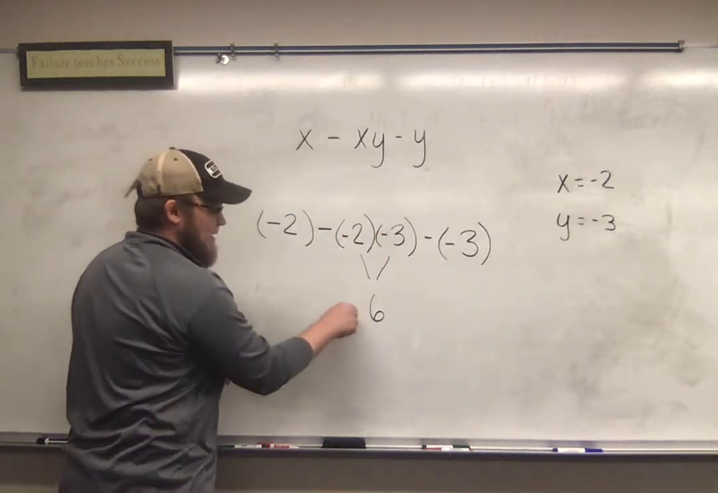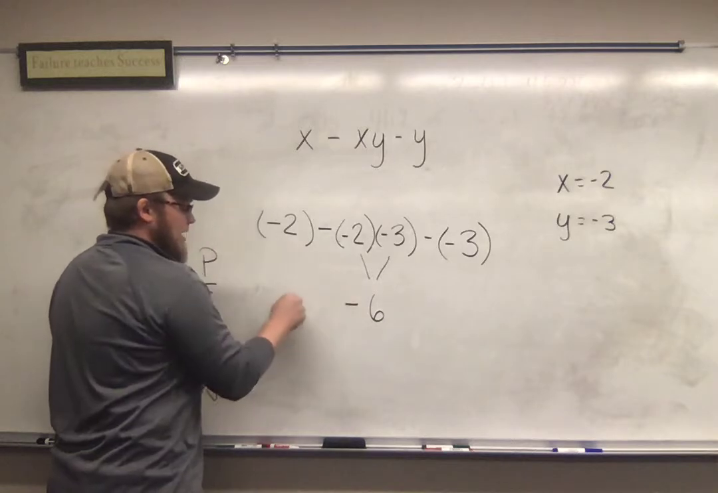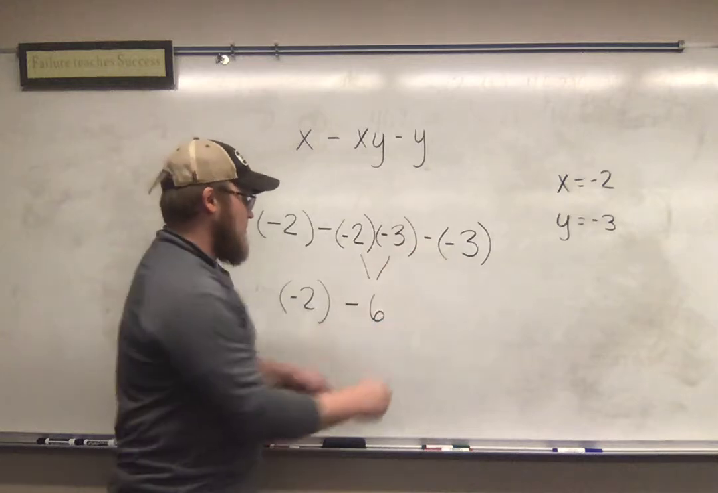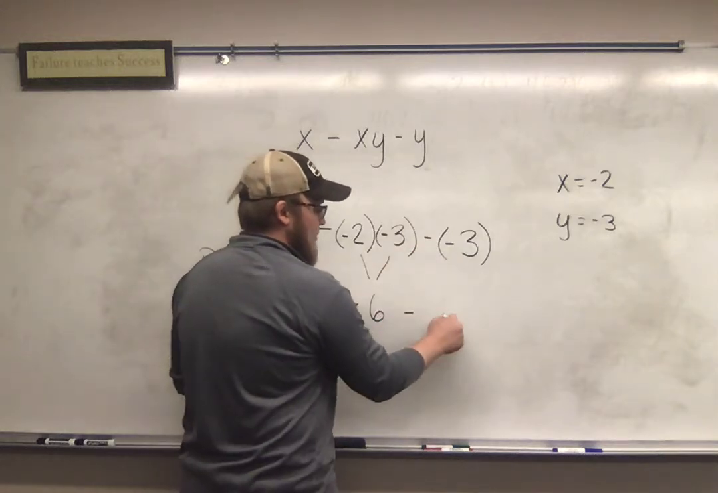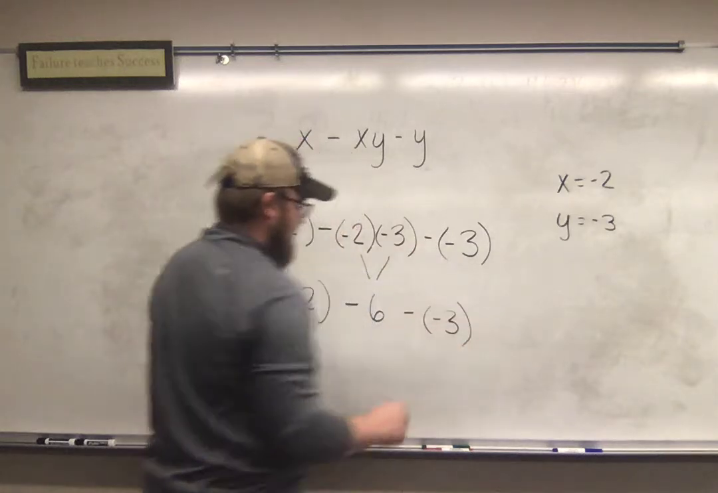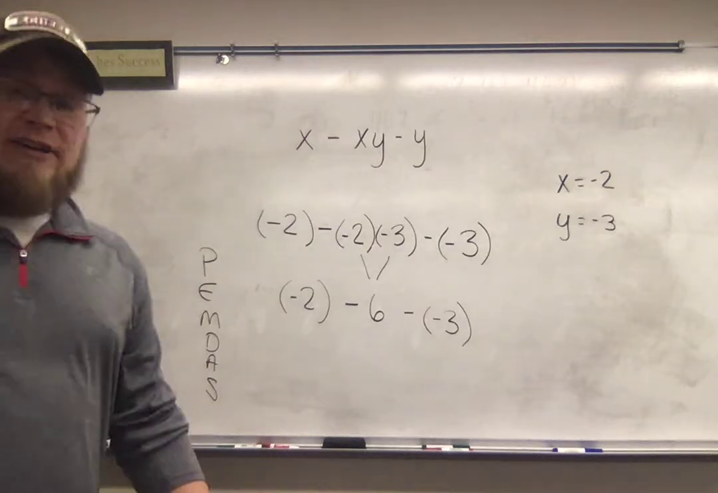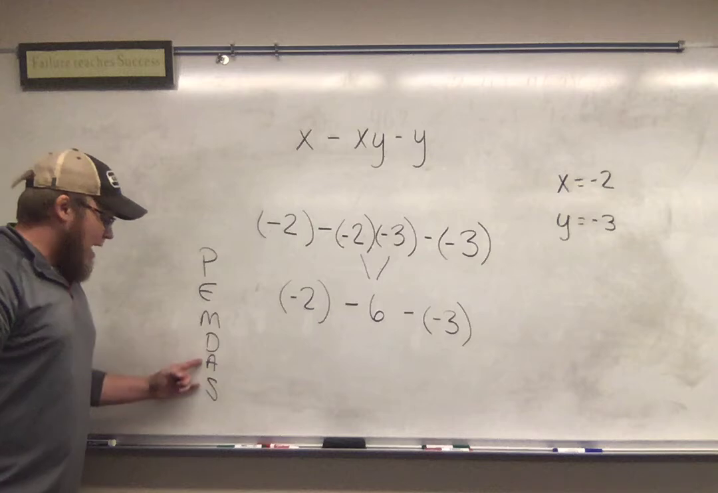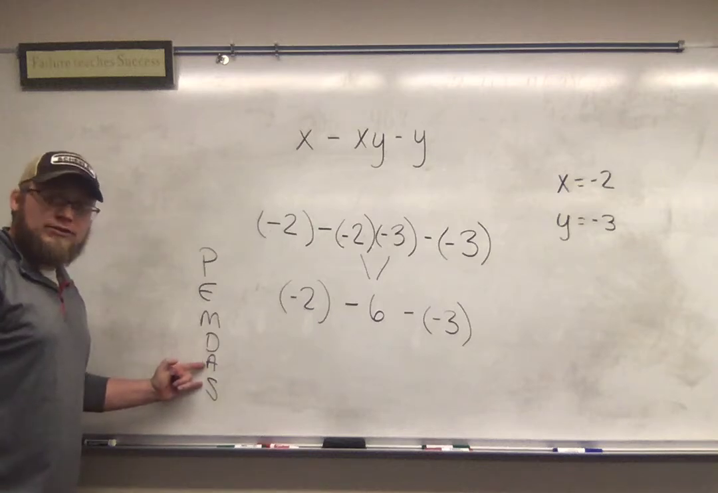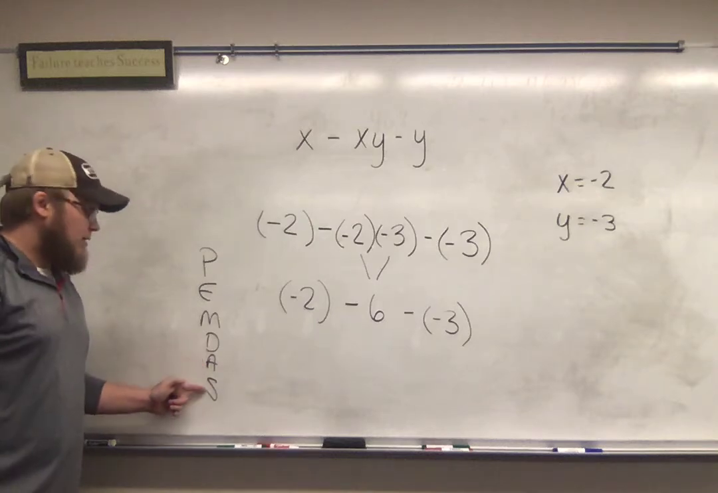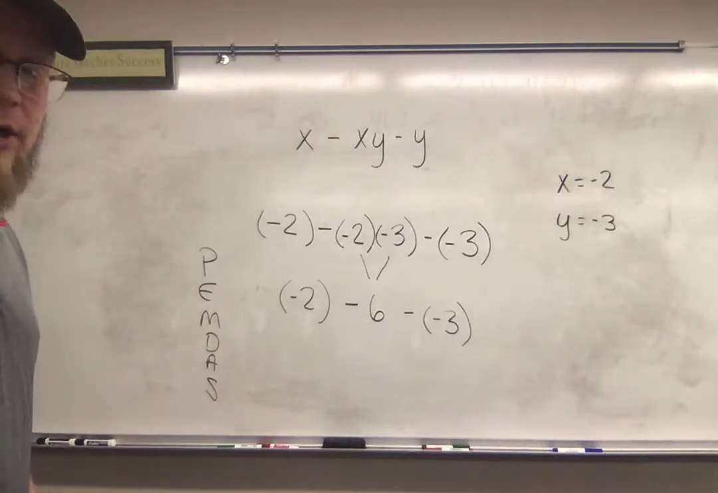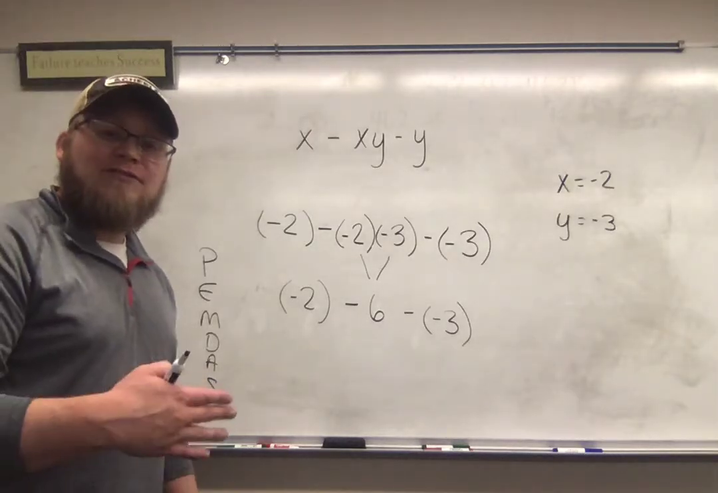So I'm going to write a minus sign, then -2 in parentheses, then my other minus sign and my -3 in parentheses. Now I don't have any more multiplication, and I didn't have any division from the start. I don't have any addition either. The only thing left is subtraction. So now when you solve this, you go from left to right.